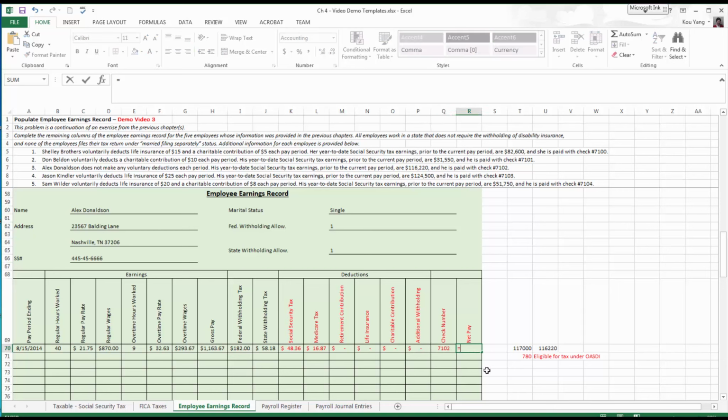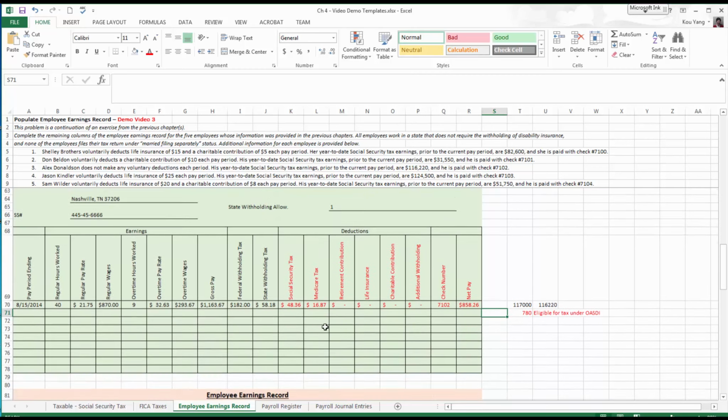Net pay. Once again, I'm basically just taking his gross pay here, and I'm subtracting the sum of the federal withholdings all the way to the additional withholdings. Okay, even though he has nothing in there, I would like to keep that consistent. And his net pay is $858.26. Okay, that's that one for Donaldson. Let's go down to Jason.